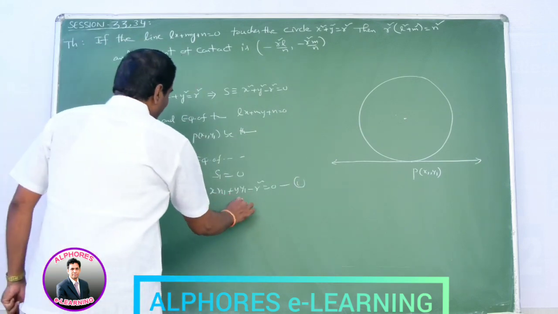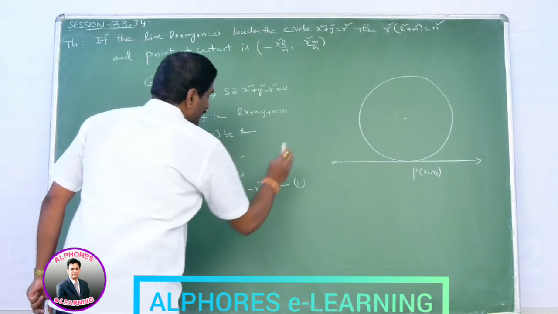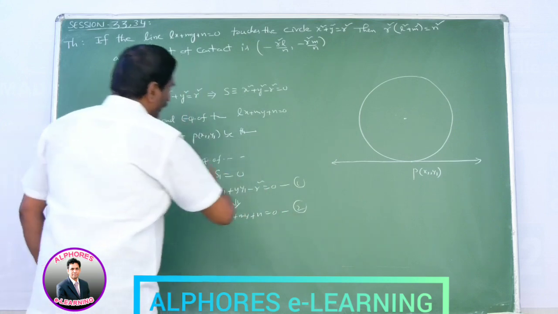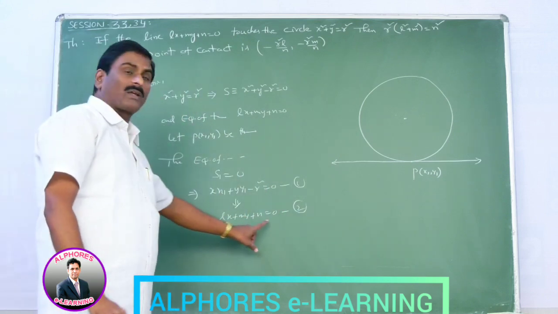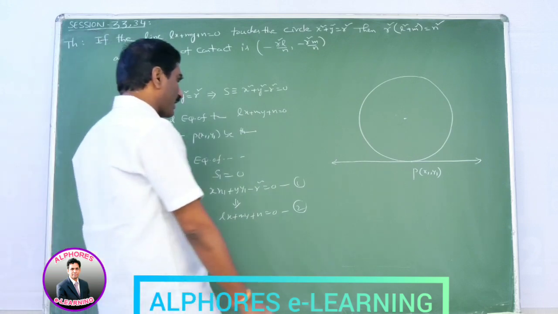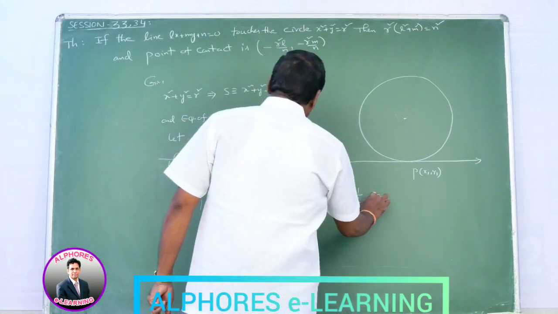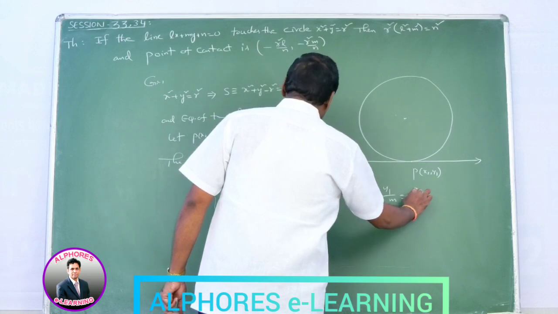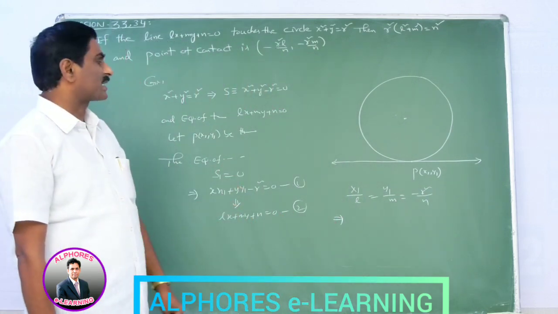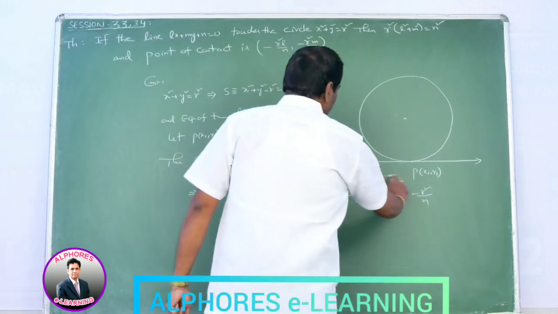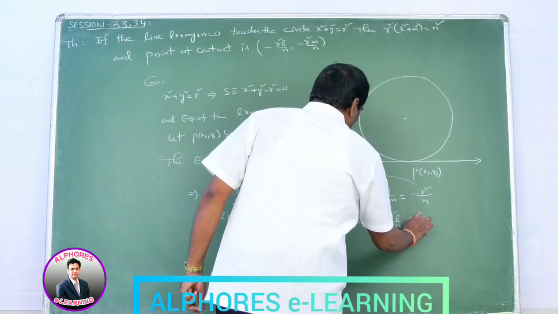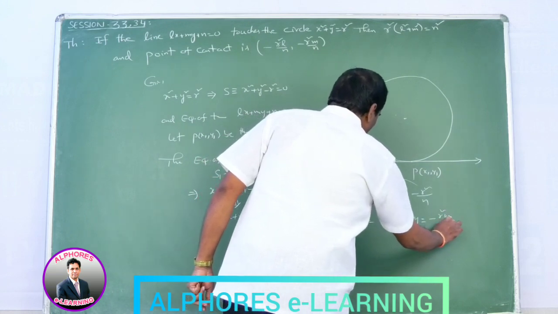But this tangent is identical with this. Actually this line is Lx + My + N = 0. From the given, the equation of the tangent is Lx + My + N = 0. These two are identical. If the two lines are identical, what is the condition? a1/a2 = b1/b2 = c1/c2. So x1/L = y1/M = -r²/N. So by equating first and last values, x1 = -r²L/N, y1 = -r²M/N.